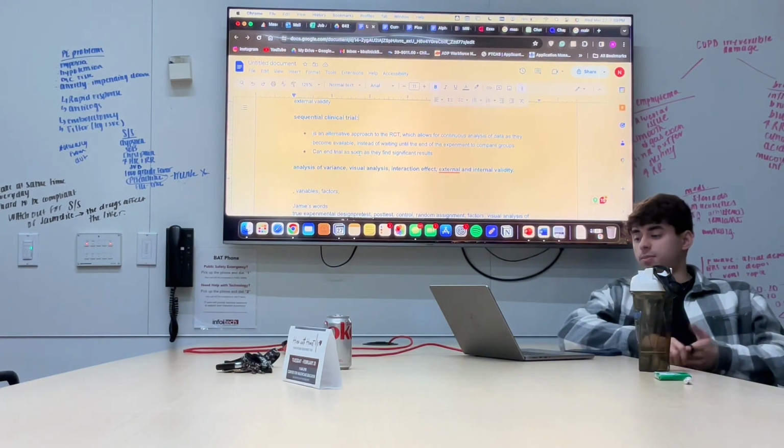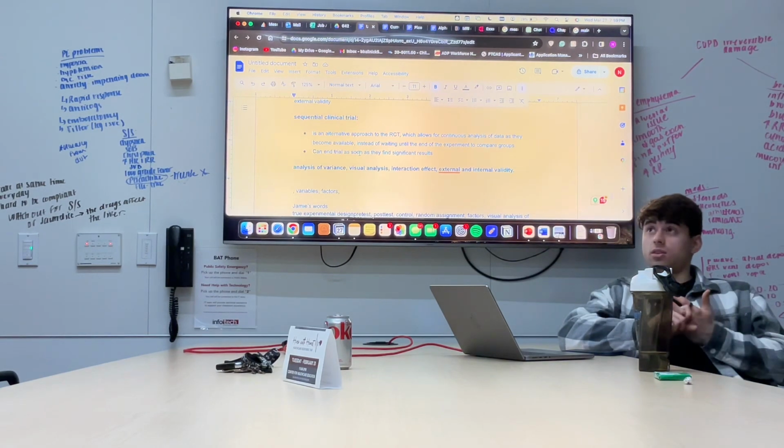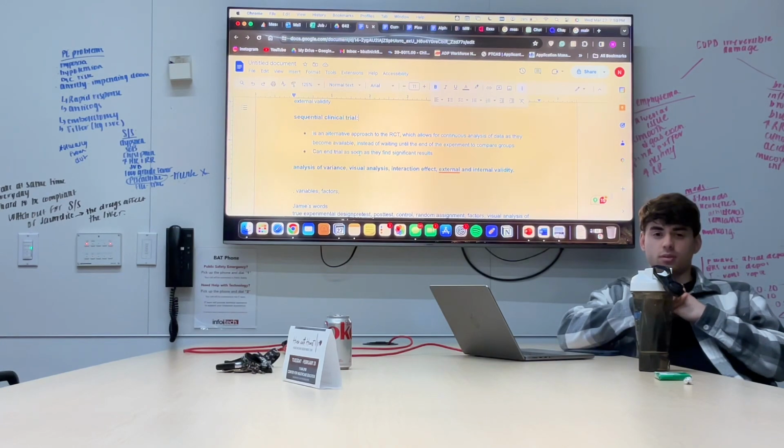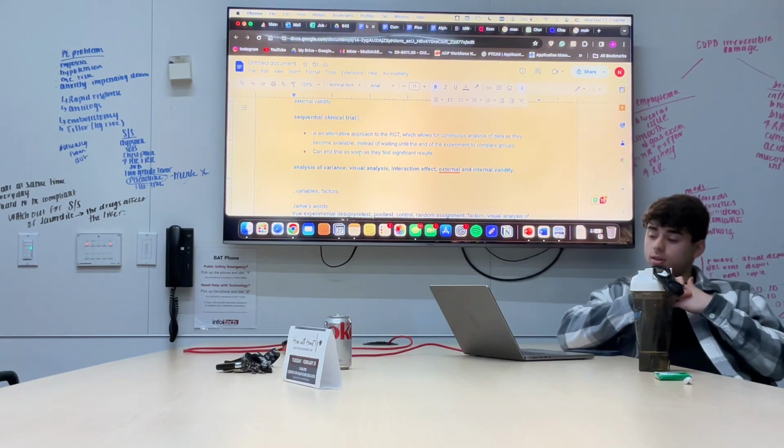And this just allows for benefits like you don't need as many participants. You could avoid unnecessary inferior treatments. Attrition, too. Yeah.